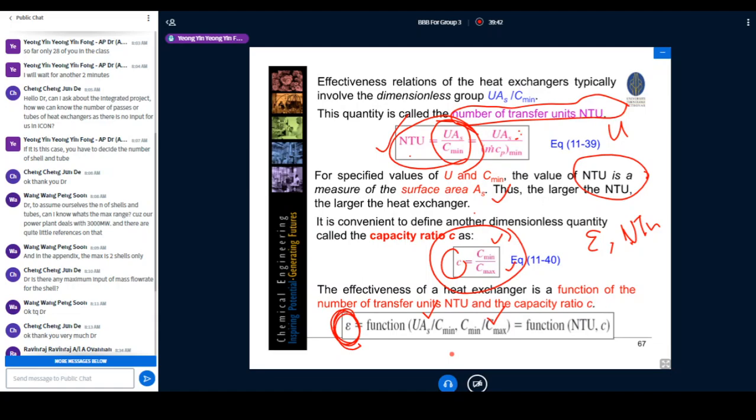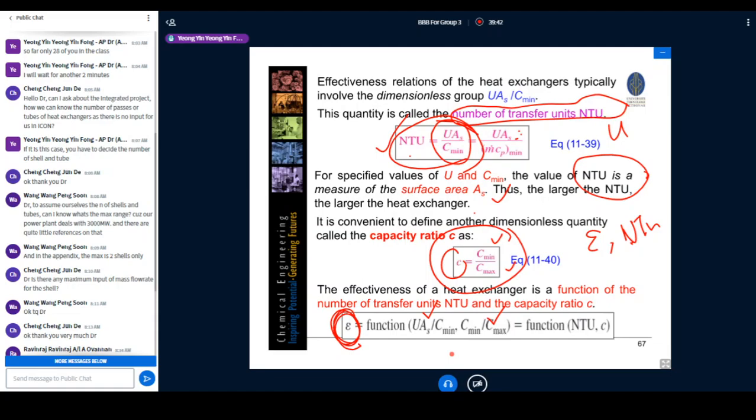Okay, sometimes the question is asking you to calculate the Q. So in order to calculate the Q, you need to know the effectiveness and Qmax. Qmax usually will be easily determined. Only the effectiveness. So in order to get the effectiveness, of course, you need to know the NTU. Okay, NTU you can determine by using this equation.